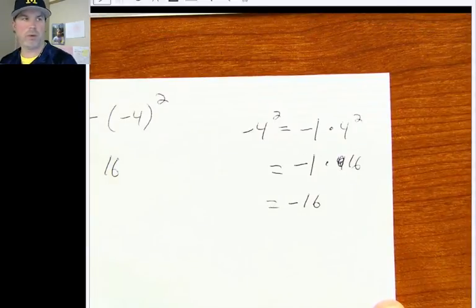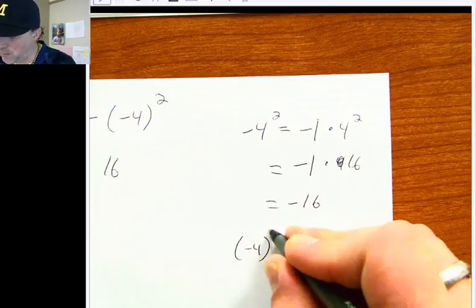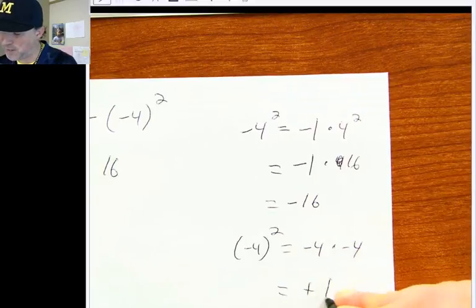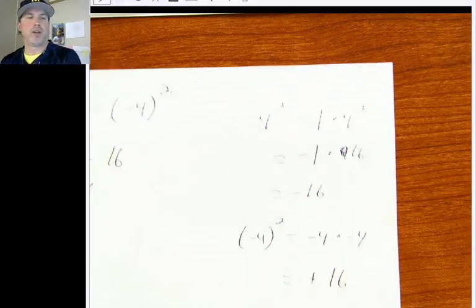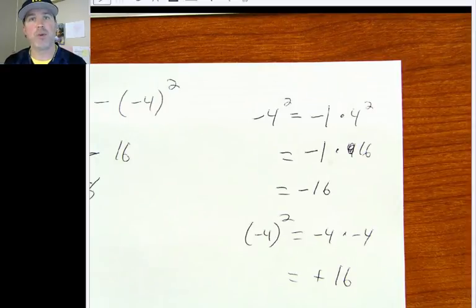So yeah, you've got to use your parentheses. If you're going to square negative 4, that is equivalent to negative 4 times negative 4, which is positive 16. So if you're going to use your calculator to square a number and that number happens to be negative, you must use the parentheses, because calculators, just like people, follow the order of operations.